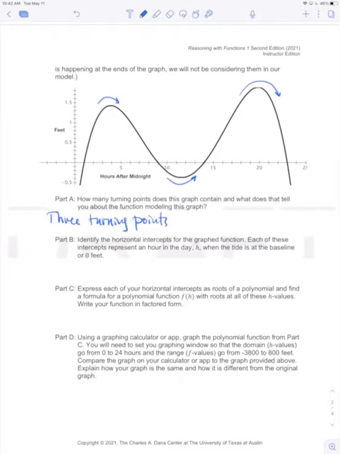So since we have 3 turning points, that looks like this is going to be a 4th power equation, or we would call that a quartic.